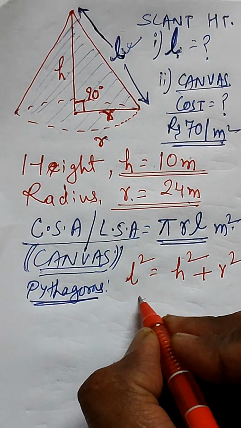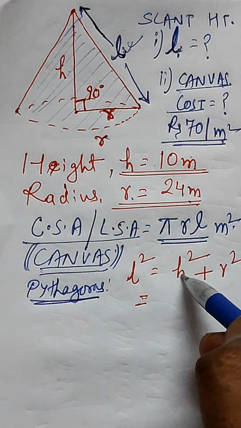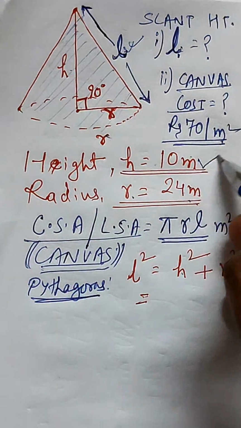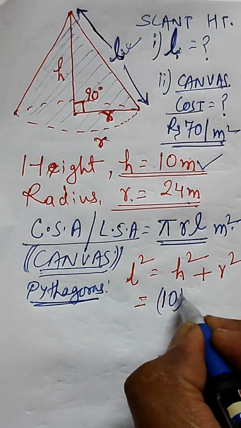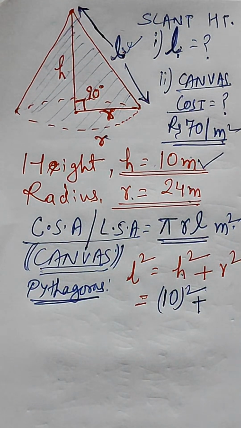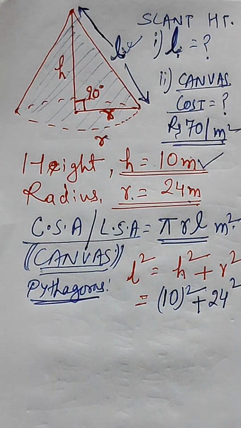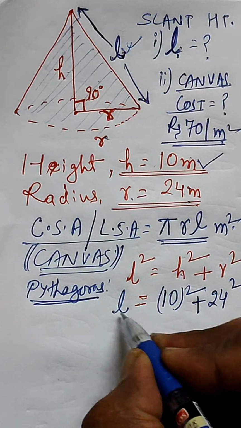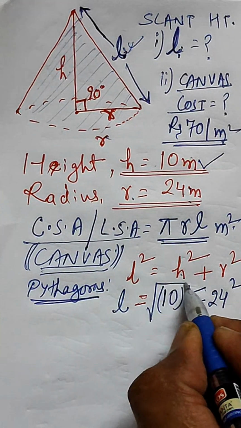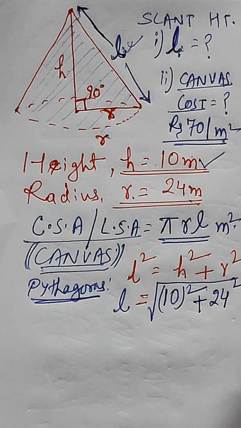Now L square needs to be calculated. Just put the value of H, which is given to you as 10 meter. So 10 square will be here plus r square. What is r? R is given to you as 24. So this will be 24 square. And when you calculate the length of L, you just take the square root on both sides of the equation. So L equals the square root of 10 square plus 24 square.